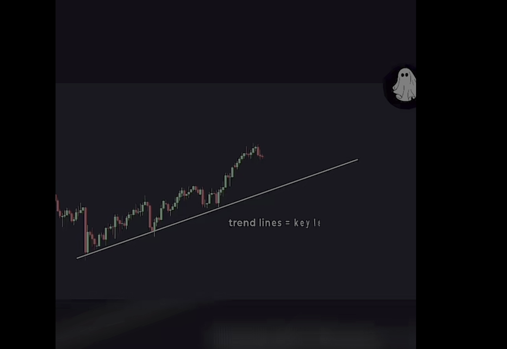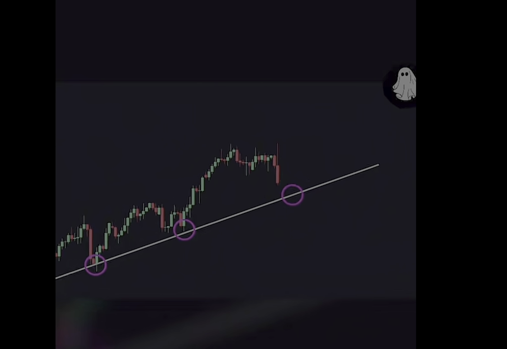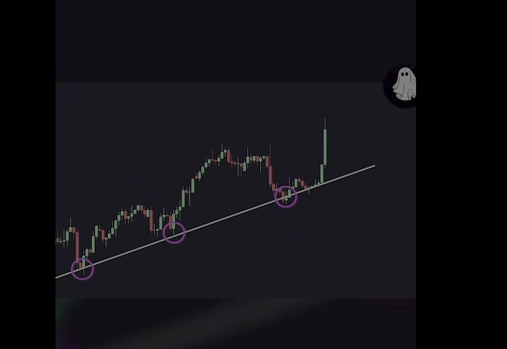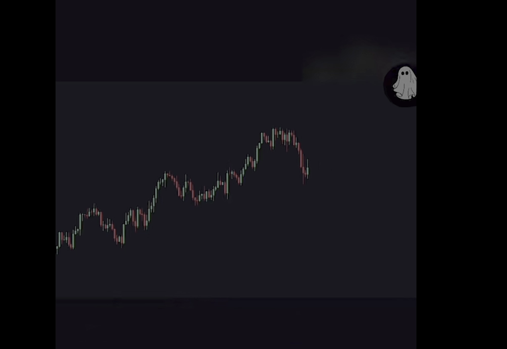So, the way this strategy works is we treat trend lines as key levels. Let's say you have an existing trend line drawn on a chart. Now, we can see that price has bounced from it every time it touched in the past. So in the future, we could possibly expect another bounce. However, that doesn't mean we can just enter a buy every time price touches the trend line, because this pattern won't always work.